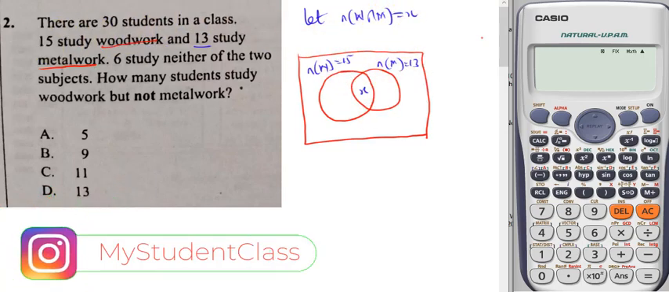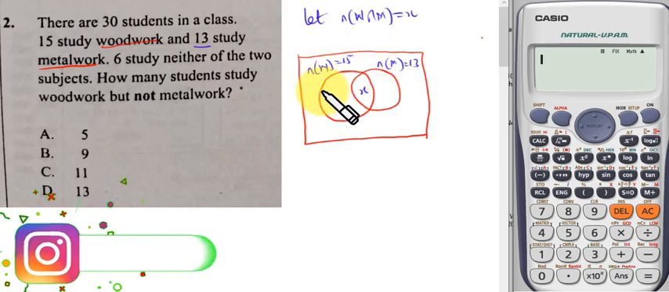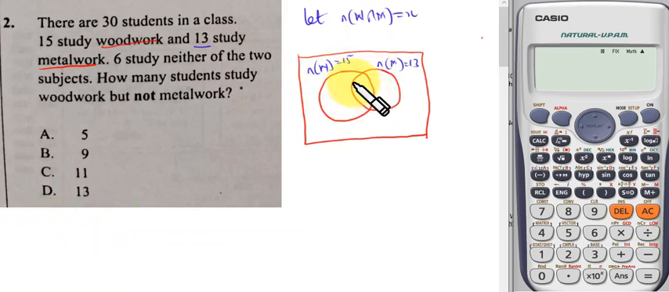Now, if you look at what I have here, the entire circle here is 15, and if part of it is x, then it means what is left here is going to be 15 minus x. And in the same vein, the whole of this circle is 13, and part of it is x, so what is left here is going to be 13 minus x.